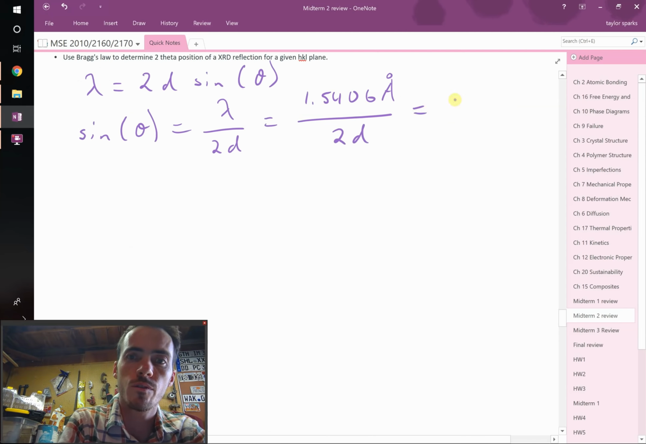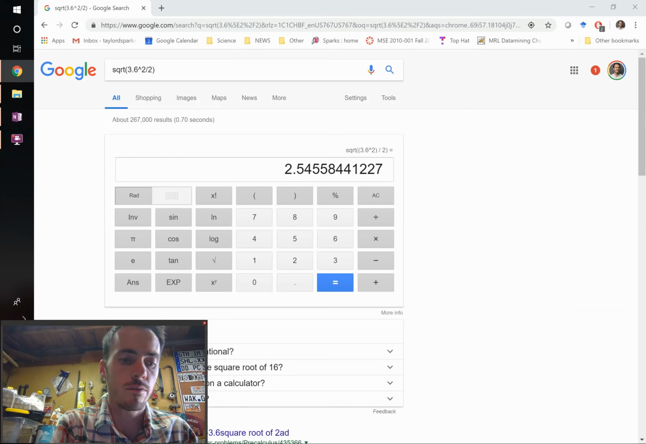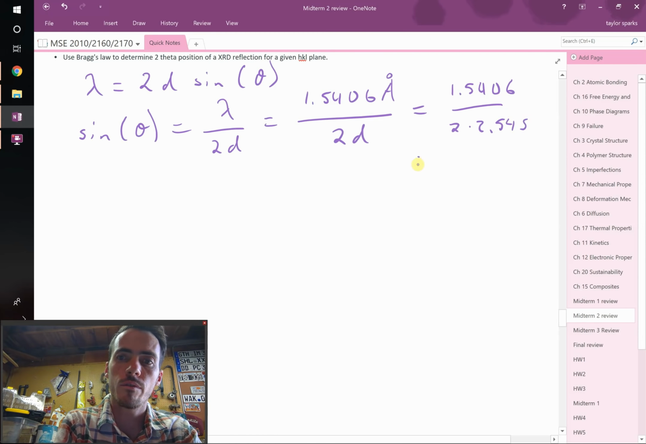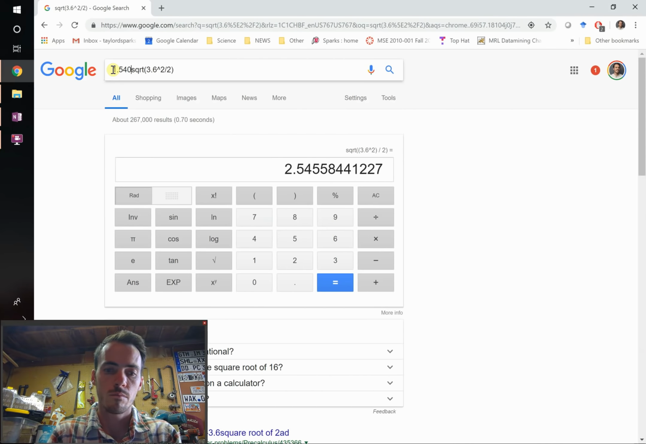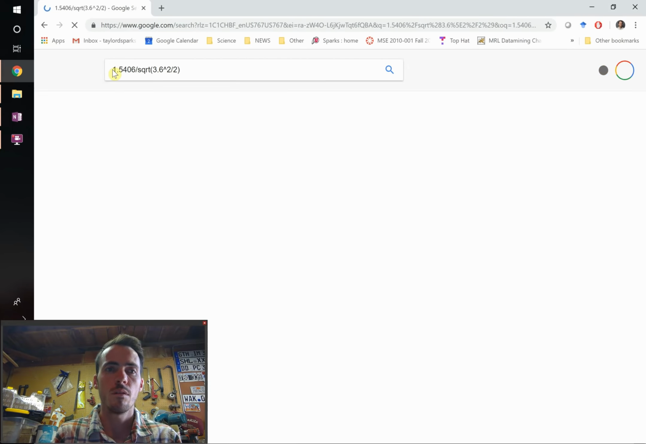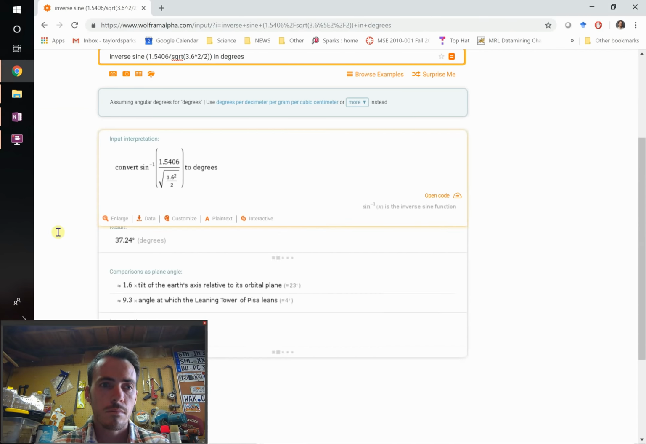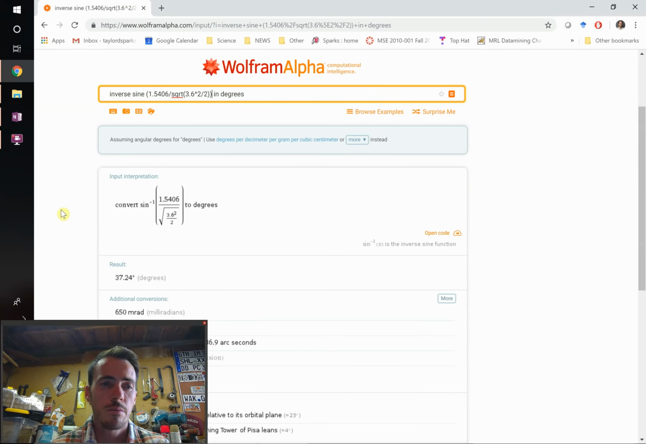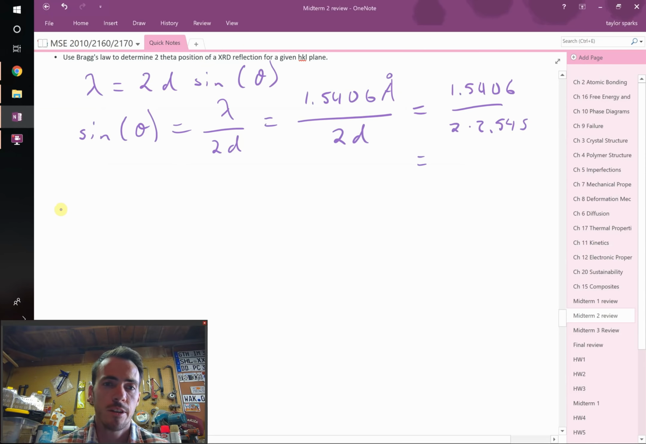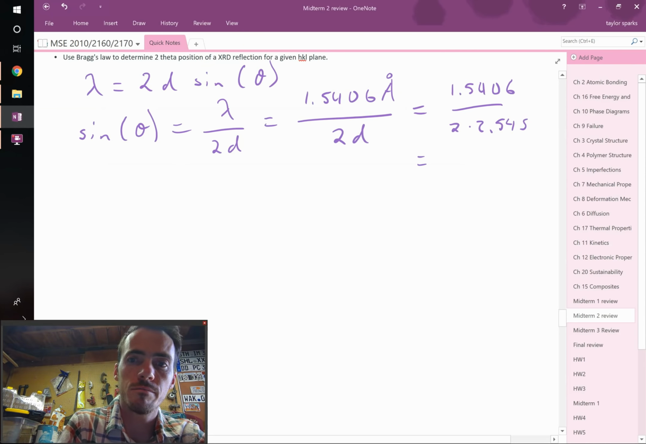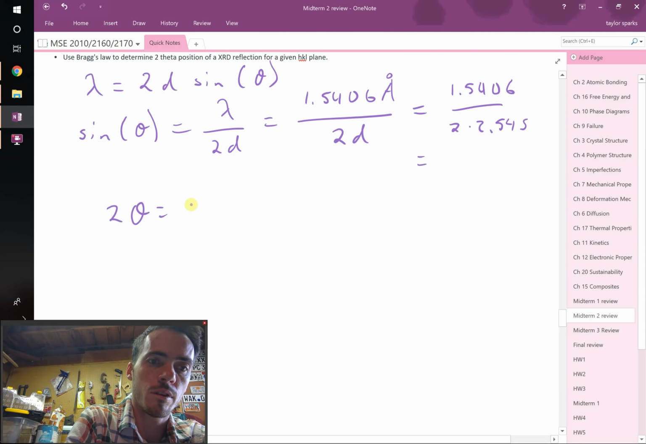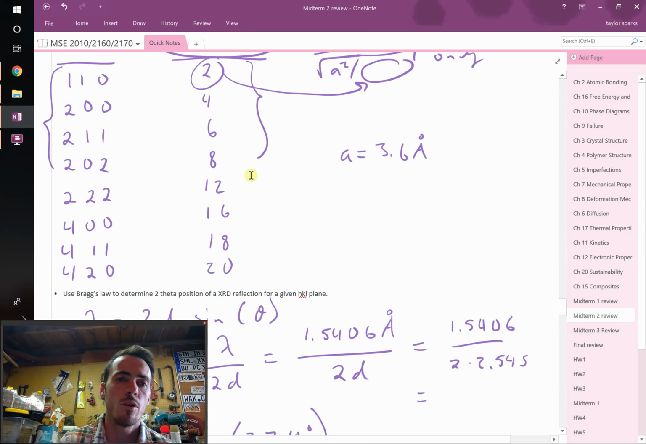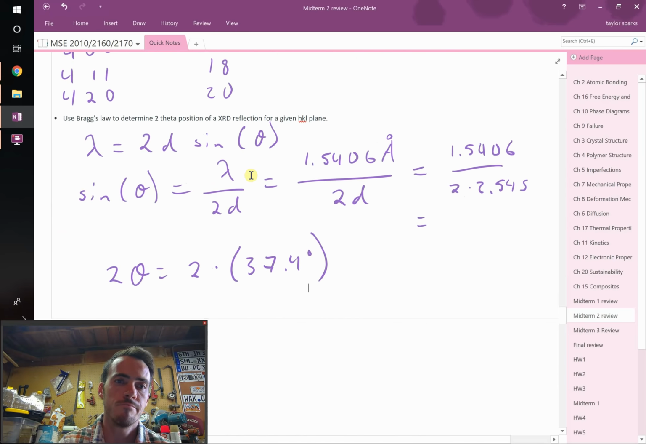So in this first one, it's going to be 1.5406 divided by 2 times 2.545, which is equal to 0.605. That comes out to 37.24 degrees for theta. Multiply that by 2, and that gets you your 2 theta value. So that's how this approach works. So 2 theta is equal to 2 times 37.24 degrees for this first one. And you would do that for all these if that was what the question asked. All right, that's the review.